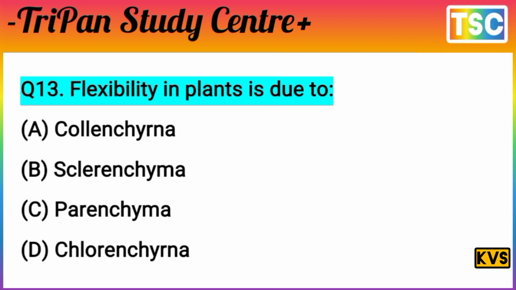and it provides great tensile strength with flexibility to those organs in which it is found. It allows easy bending in the various parts of the plant. It means the answer is chlorenchyma. Chlorenchyma is option A. Option A is correct.